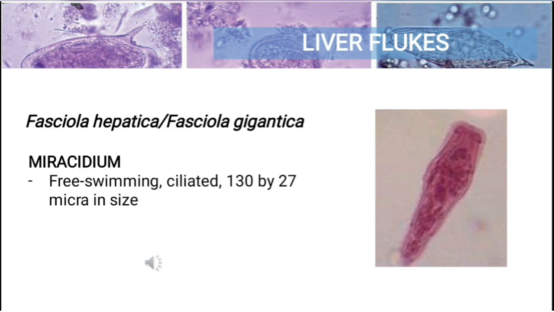The next one is the miracidium, or miracidia, of our Fasciola hepatica and Fasciola gigantica. It is described as free-swimming and ciliated, 130 by 27 microns in size, and it has cephalic papillae, eye spots, 2 flame cells, and a rudimentary digestive tract. Inside the snail, the miracidium develops into a sporocyst, followed by 1 or 2 generations of rediae, which produce cercariae.